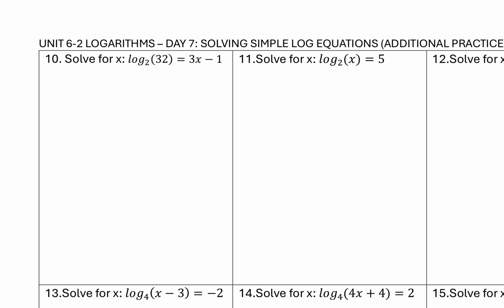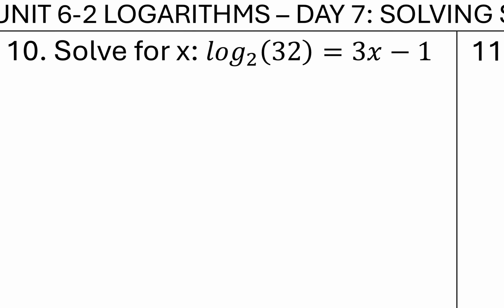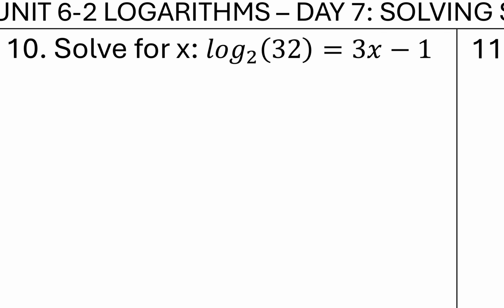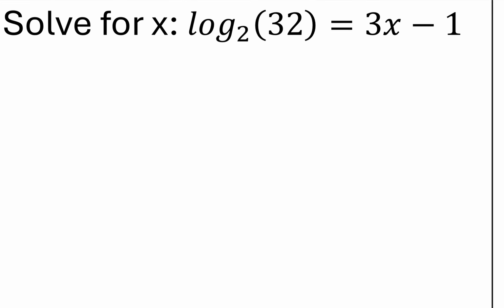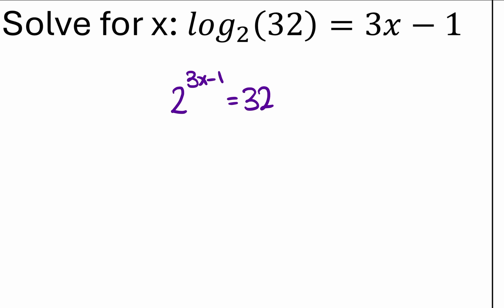Moving on to question number 10. For number 10, my first step is to convert this to the exponential form. So I have 2 to the power of 3x minus 1 is equal to 32. My next step is to convert this with a common base of 2. So we have 2 to the power of 3x minus 1 remains the same. And we can convert 32 to be 2 to the 5th power.